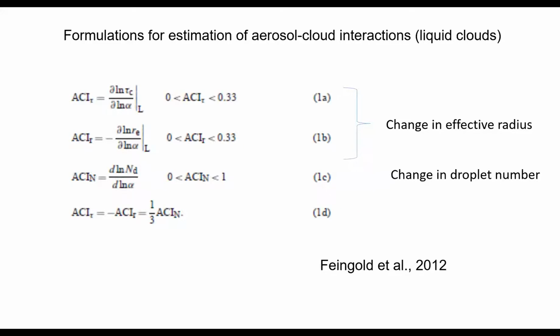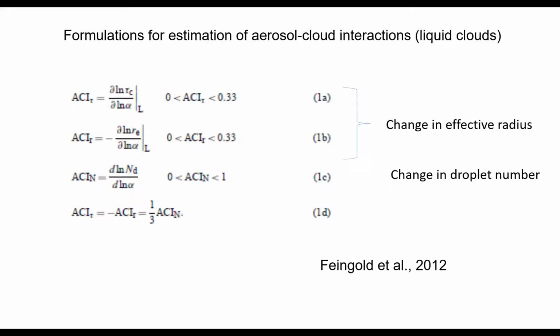One is to look into the cloud droplet radius or effective radius, the cloud optical depth, and the cloud number concentration. These are the 3 parameters from the cloud point of view. From the aerosol point of view, one can have either the aerosol extinction coefficient, backscatter coefficient, or aerosol optical depth. The partial derivative of the cloud optical depth as a function of the aerosol property gives the estimate of the aerosol cloud interaction. Similarly, the partial derivative of effective radius as a function of aerosol optical depth gives the aerosol cloud interaction estimate.